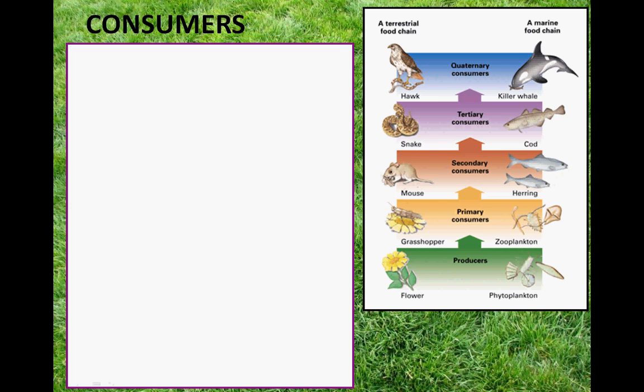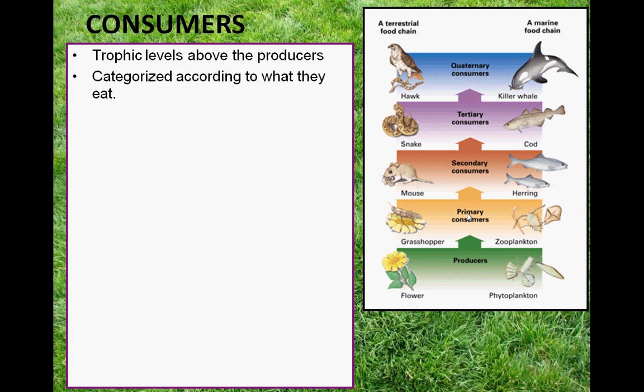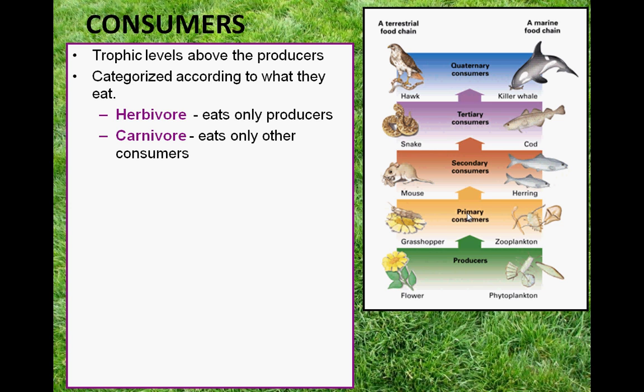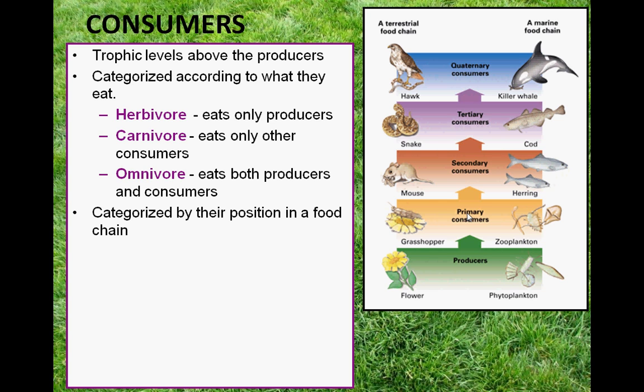And then come the consumers. If you look at this diagram in this PowerPoint, you'll notice that the producers are down at the bottom. The things that eat the producers are called primary consumers. The things that eat the primary consumers are called secondary consumers, and so forth. So they're categorized based on what they eat. An herbivore is something that eats only plants. A carnivore eats other animals, what we sometimes call meat eaters. And an omnivore eats both plants or photosynthetic organisms and consumers, so you could say meat and plants. They're put in a position on their food chain. Again, the first level is called the primary consumer.